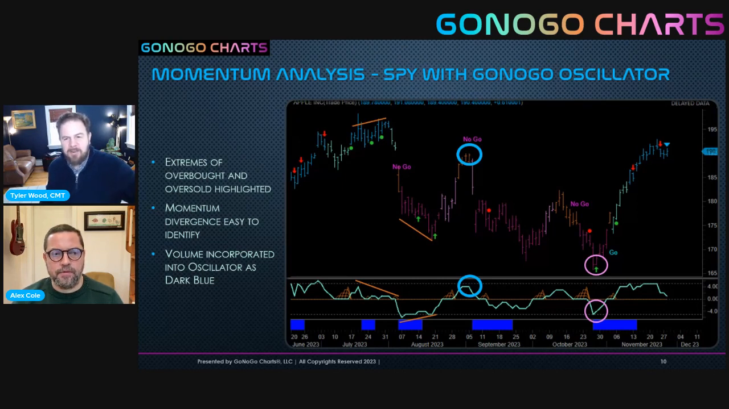In the next video, we're going to talk about the importance of using momentum oscillators within a trending security, and we're going to talk about the interplay between the price panel and this GoNoGo oscillator. So stay tuned for video number 4.